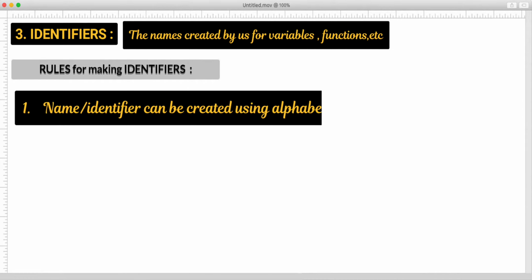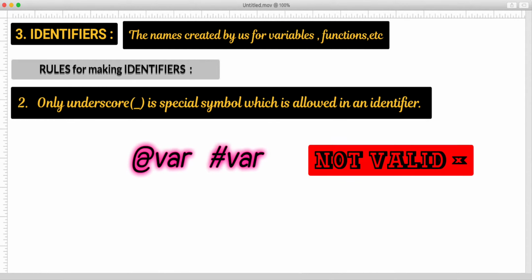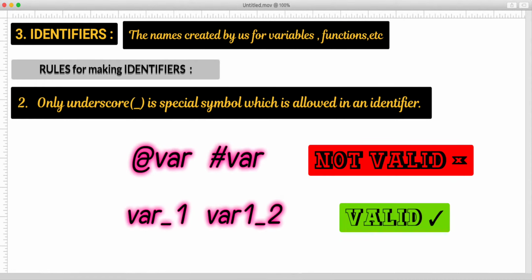Now coming to the second rule, underscore is the only symbol which is allowed in an identifier. A special symbol other than underscore is not allowed for creating an identifier. For example, as you can see on the screen, @var is not a valid identifier. Similarly, #var is not valid. What is valid is var_1 and var1_; these can be valid identifiers.